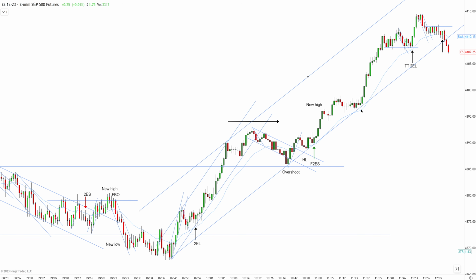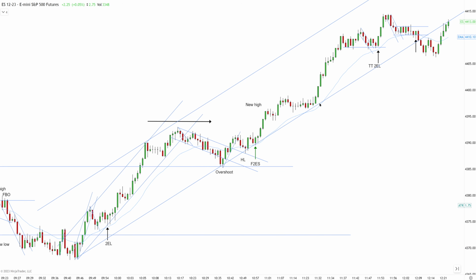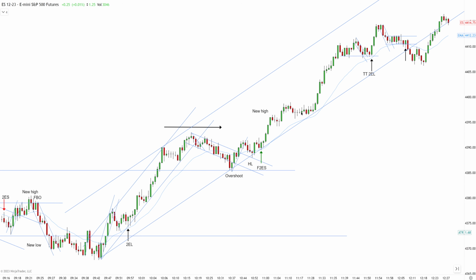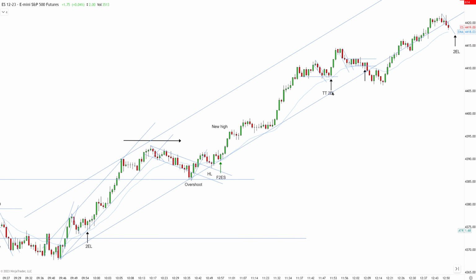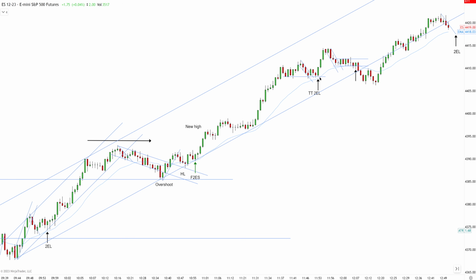Not even a correction below the EMA. So the trend is getting very, very strong, with minimal bearish pullbacks. You can see a consistent, gradual, healthy uptrend. We had a second entry long that was not full at the EMA.